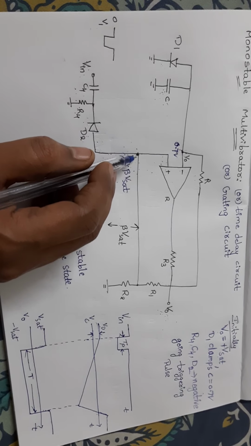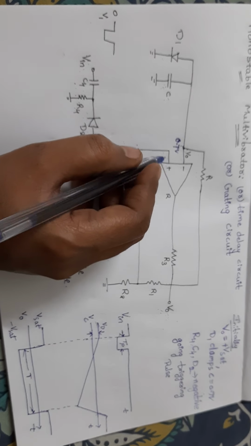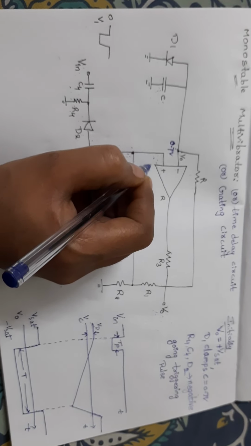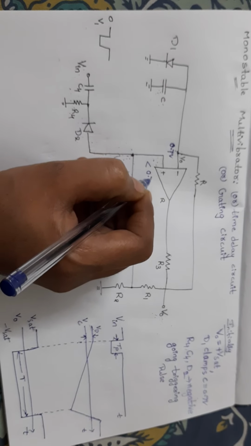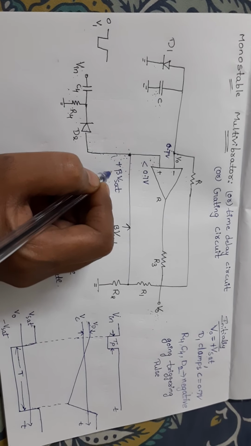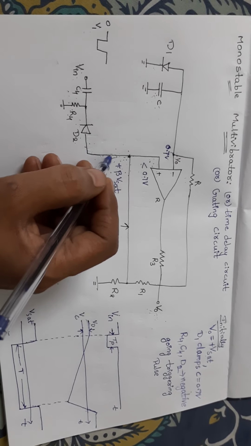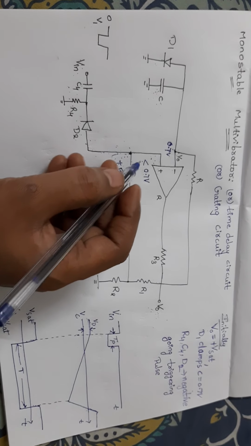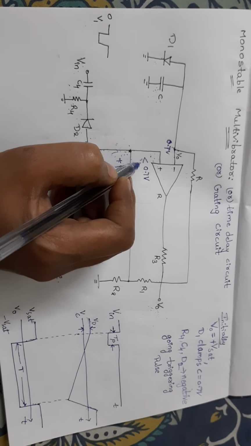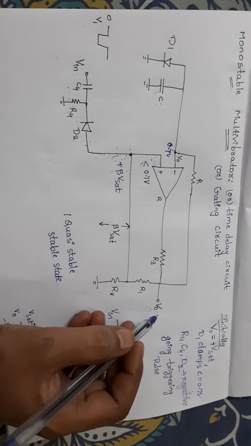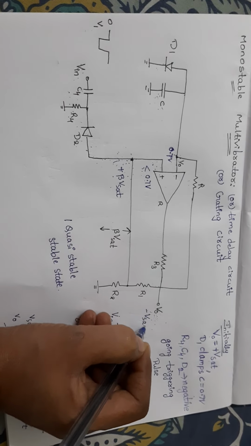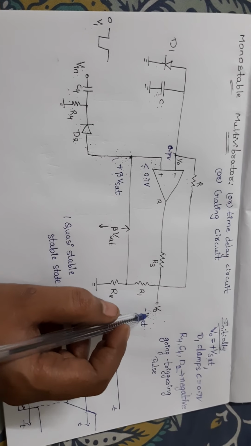If both of them cancel and the voltage at the positive terminal is less than 0.7 volts, that is, plus beta Vsat and the incoming triggering pulse minus V1, if it is less than 0.7 volts, so negative is more than positive, immediately the output shifts from plus Vsat to minus Vsat.